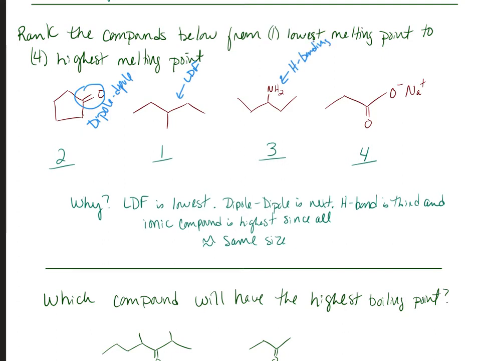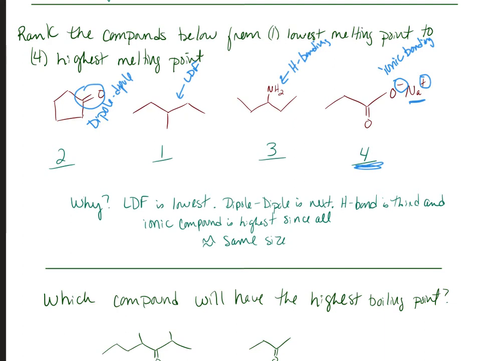And finally, we have a carboxylate. See how that has a negative and a positive that's hanging out there? This guy's just like the other part of the salt that's hanging out. So that means that this is an ionic bonded material. Okay. So that means that ionic bonds win. They're going to have the highest melting point.